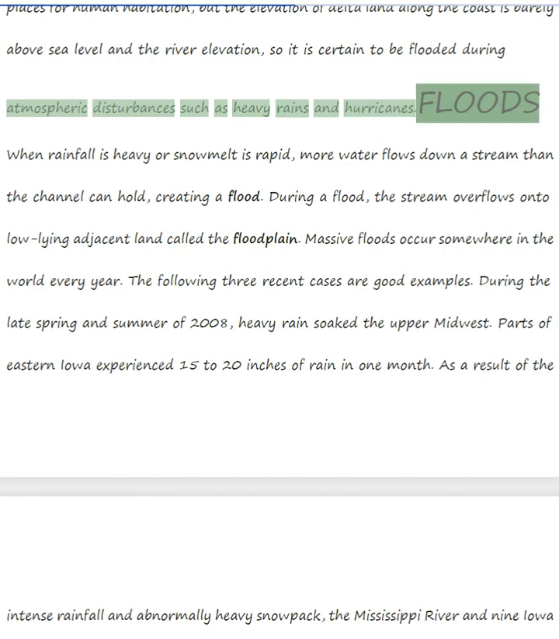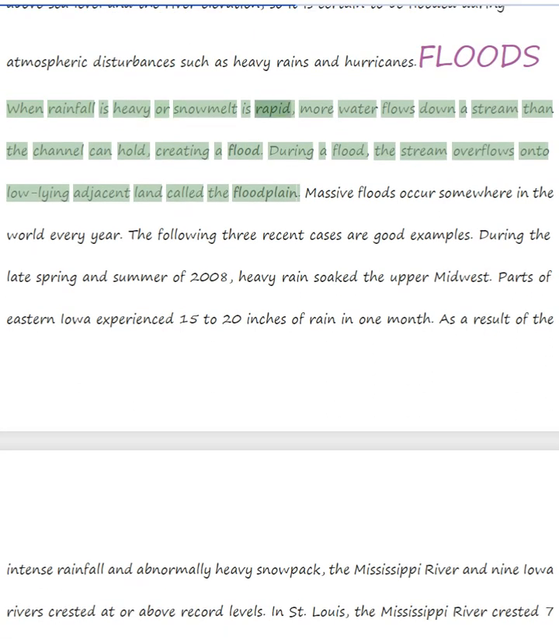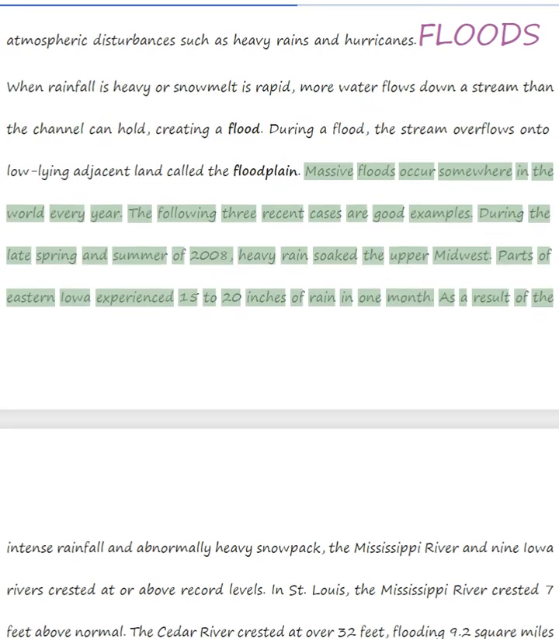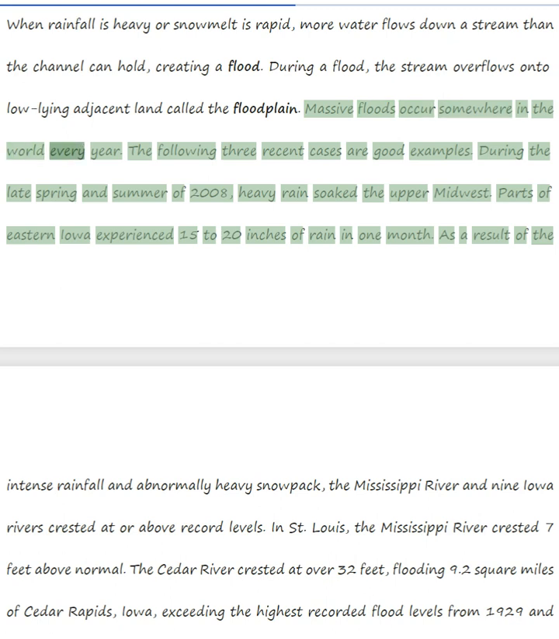Floods. When rainfall is heavy or snowmelt is rapid, more water flows down a stream than the channel can hold, creating a flood. During a flood, the stream overflows onto low-lying adjacent land called the floodplain. Massive floods occur somewhere in the world every year. The following 3 recent cases are good examples. During the late spring and summer of 2008, heavy rain soaked the upper Midwest.